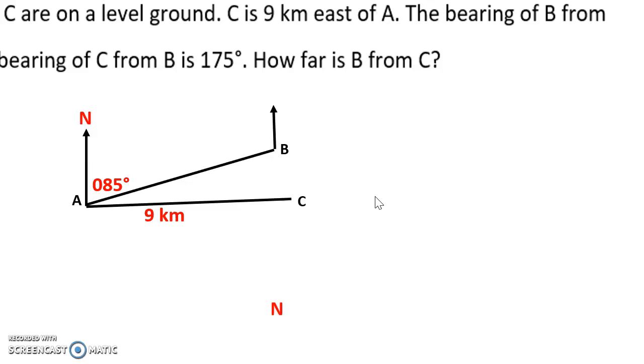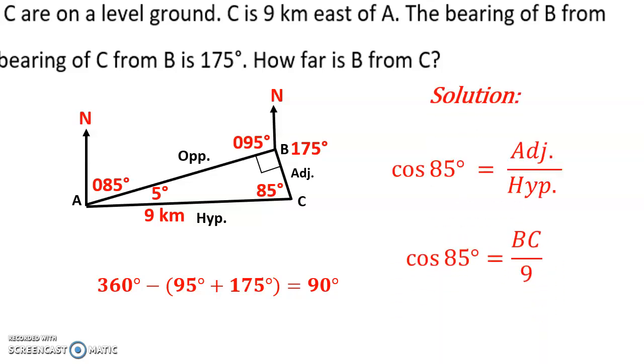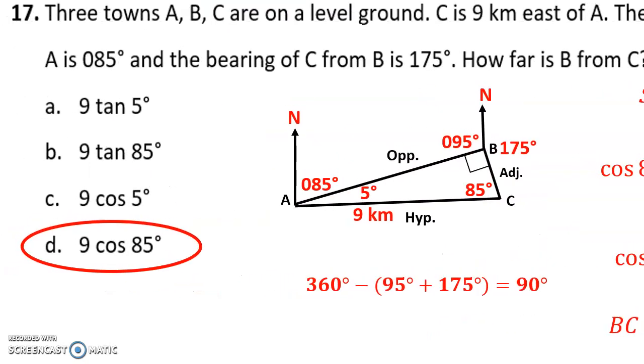Alright, so that is 9. So it's going to be 9, right? And then we just cross multiply. We put that over 1, and we have BC equal 9 cos 85. That means our answer is D. Alright, that's it. So our answer is over here, which is D. Alright, that's it.